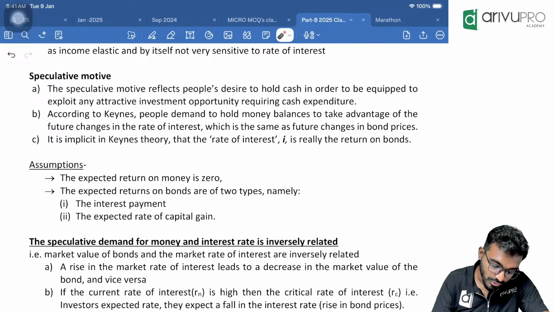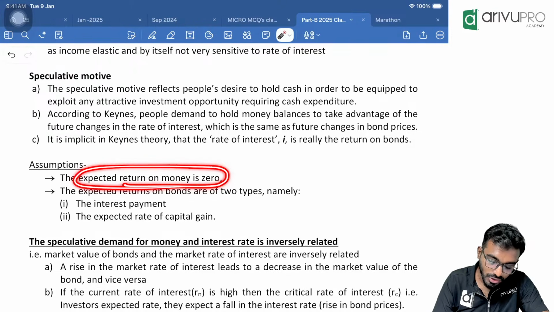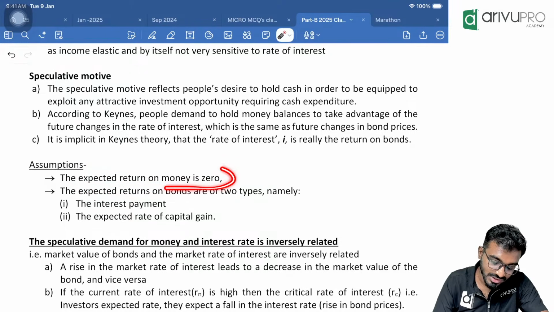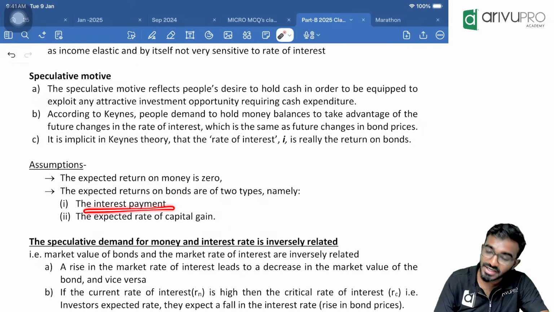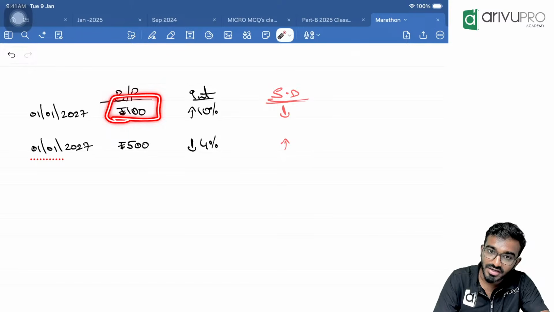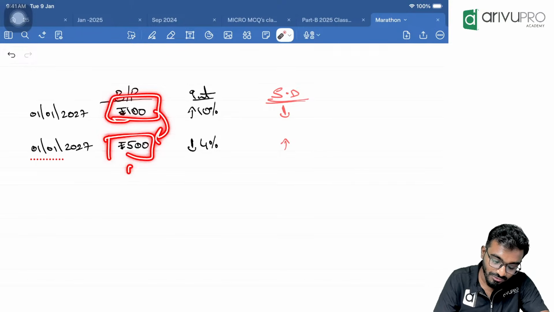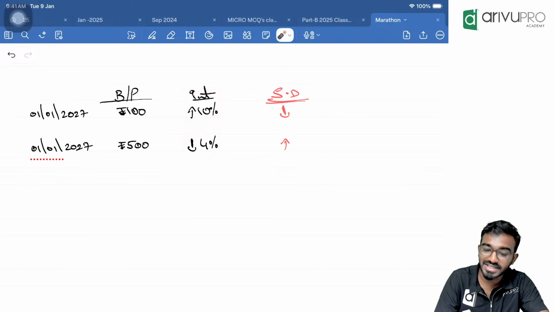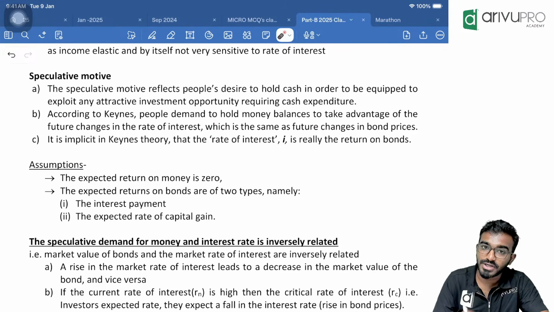If you simply keep money in your hand, that money will not give extra money. So the return on simply holding money is zero. But if you invest it in a bond, you will get interest, or else you can also get capital gain. Suppose you invested 100, and when you sell it, it is now 500. Then you will get 400 rupees as capital gains. Or you will get 10%, 4% as a return on your investment in bonds. Either interest returns or capital gains.